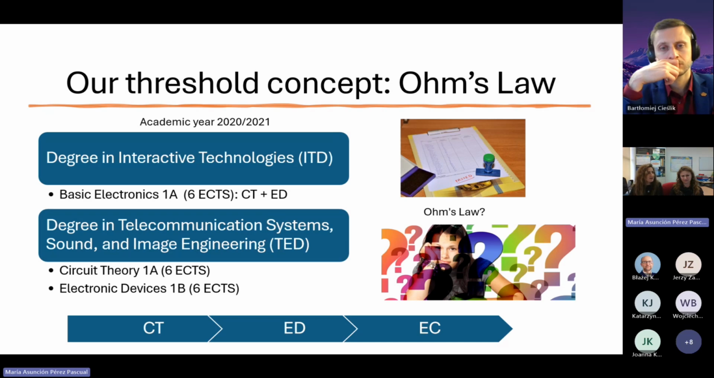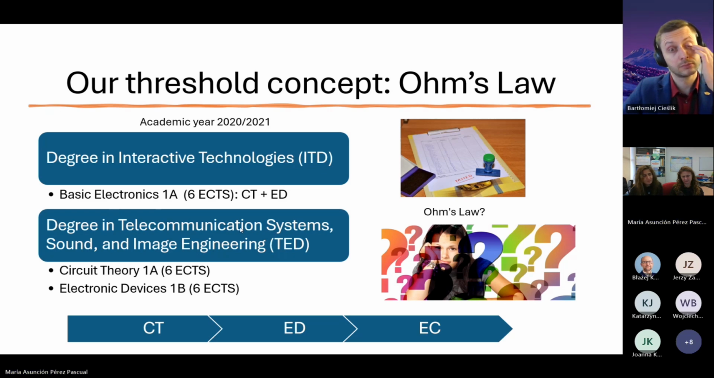So we designed a classroom intervention in 2 degrees. The first one is the degree in interactive technologies, and in this degree we had 1 subject, basic electronics, in which we explained the circuit theory, and we applied this circuit theory to some electronic devices. We also did the same intervention in the degree in telecommunications. In this degree, we have more time to explain electronics, 2 subjects. In the first semester, we explained the circuit theory, and then in the second semester, we applied this circuit theory to electronic devices.